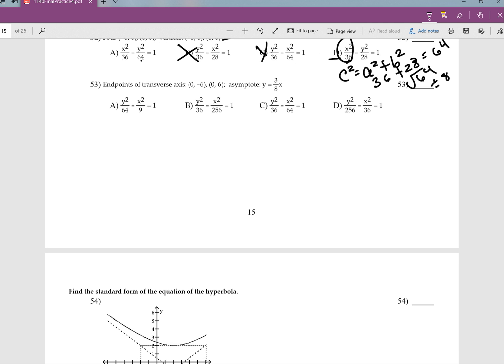For 53, if you notice, in this case, endpoints of the transverse axis, we have an asymptote at 3, 8. Okay, and in this case, your answer choice should be B. And again, because the y is your leading term, so that's a big hint. And given that the asymptote is 3 over 8, it's basically 36 over 256 reduced. Right? And so that's how you know that that should be the answer.